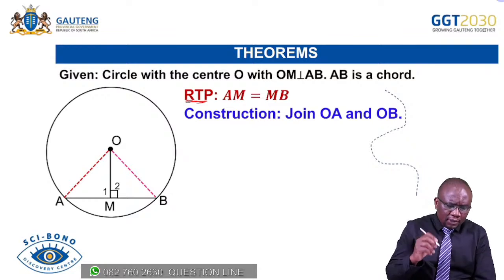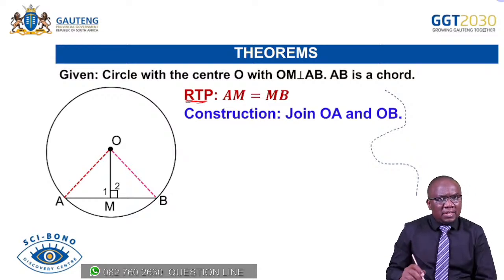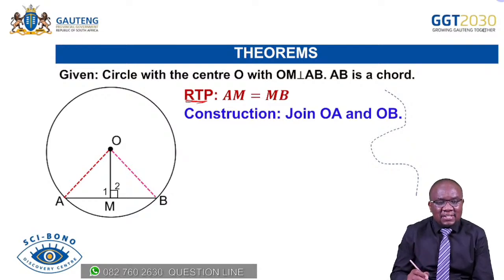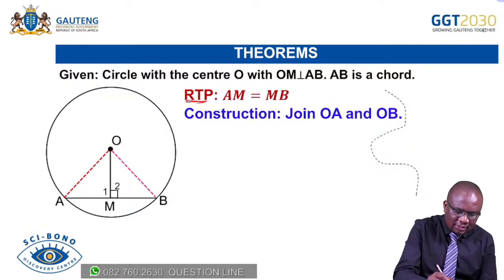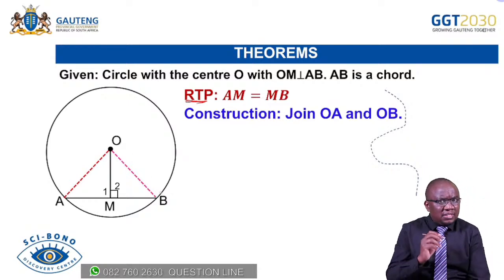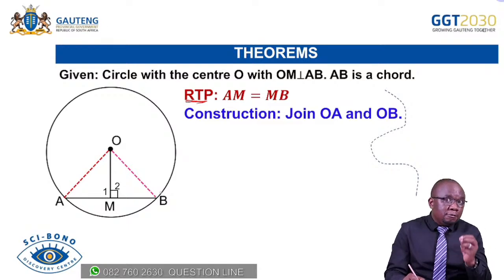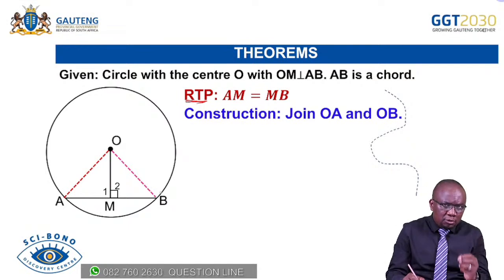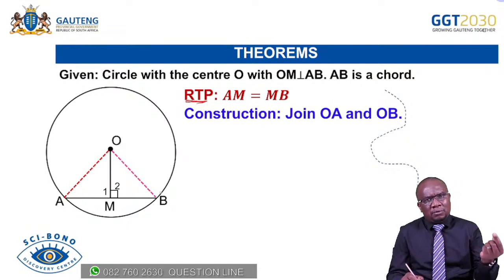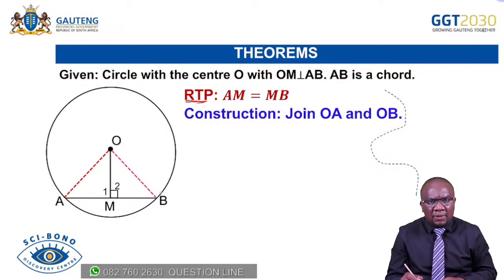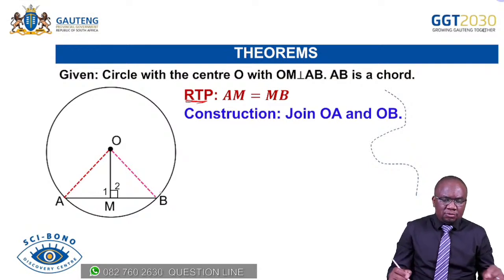Right. Now we have constructed OA and OB. What do you see, grade 12s? I see two triangles here, AOM and BOM. Do you see these right angle triangles? Now we need to prove that these two triangles are congruent, and then after that we are going to use congruency to show that AM is equal to MB. Let's prove that these two triangles are congruent.